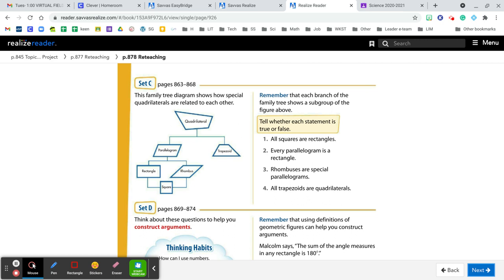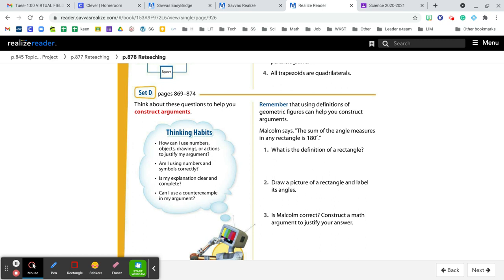All right. Remember that each branch of the family tree shows a subgroup of the figure above. Tell whether each statement is true or false. All squares are rectangles. That is true. Every parallelogram is a rectangle. That is false because a rhombus is not a rectangle. Number 3, rhombuses are special parallelograms. That is true. All trapezoids are quadrilaterals. That is true. And then the last question.